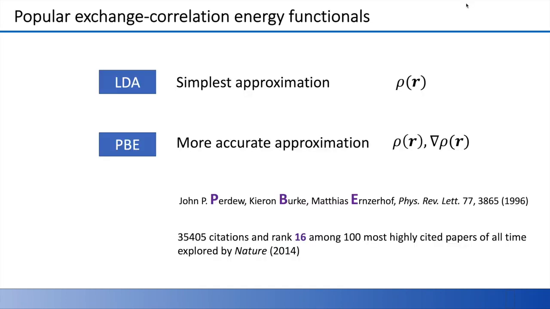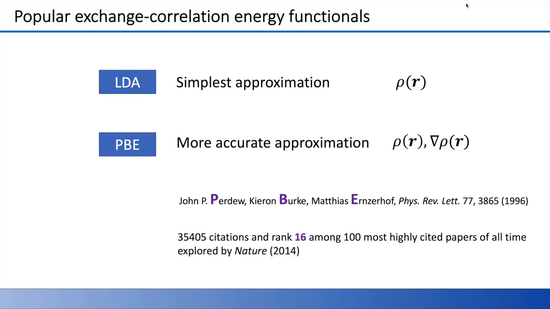There are 2 popular approximations for the exchange correlation functional. One is the local density approximation that depends solely on the value of the electron density at each point in space. This approximation was derived by considering the situation in a homogeneous electron gas, and therefore would be good for systems with slowly varying electron density.